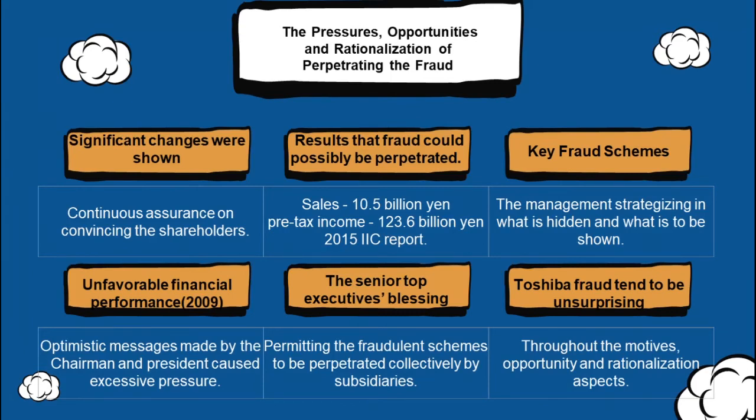The top executives were aware of the inappropriate accounting treatments and financial statement misstatements, but neither stopped them nor gave approval for certain adjustments. Moreover, they permitted the fraudulent schemes to be perpetrated collectively and systematically by subsidiaries and the corporate office. While in terms of opportunity, the senior top executives' blessing allowed for the internal control system to be set aside, making it ineffective. Based on this, any sort of abnormal duplications and irregularities could be identified for further investigation, especially in cases where trend analysis does not even show any irregularities throughout the motives, opportunity, and rationalization aspects of Toshiba fraud. It can be claimed to be not surprising.